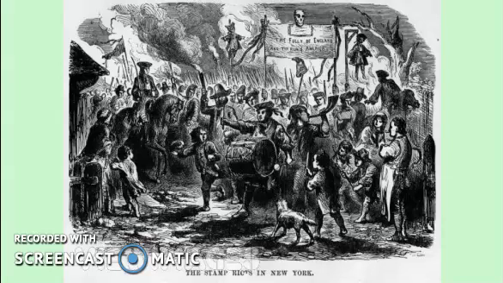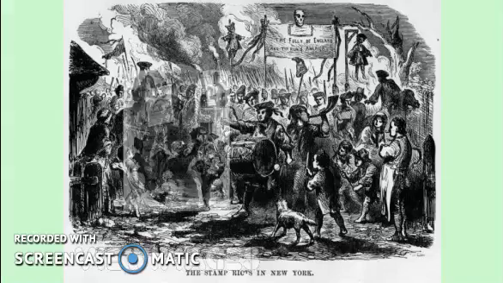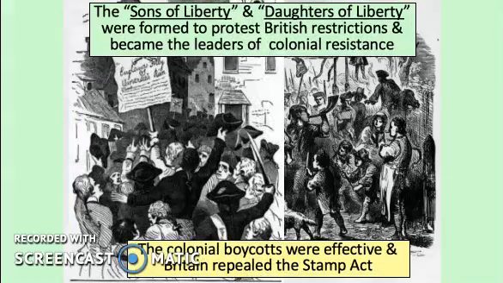Now, the second key idea here was that there are important people and groups that are leading a lot of these protests. So you have groups like the Stamp Act Congress, which I mentioned, but two other ones that you really want to know include the Sons of Liberty and the Daughters of Liberty. These are two really important early groups that boycott and effectively help to repeal the Stamp Act. Both of them are going to be formed in resistance to the Stamp Act, but they'll be around for other events later on, and we'll talk a little bit more about some of the other things that they do.